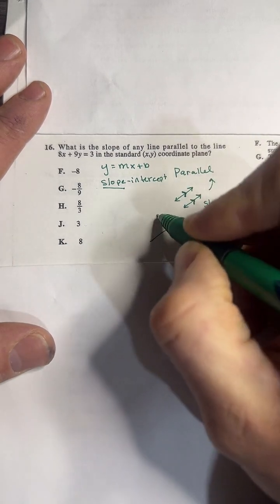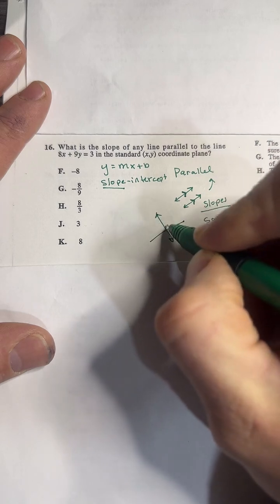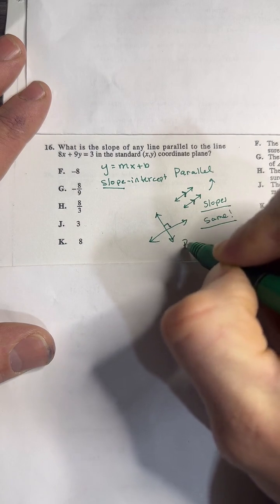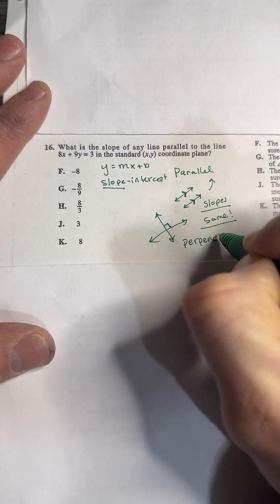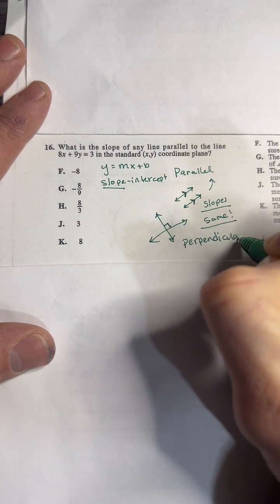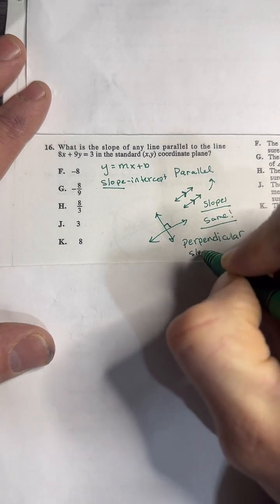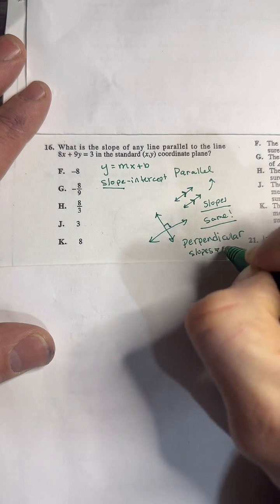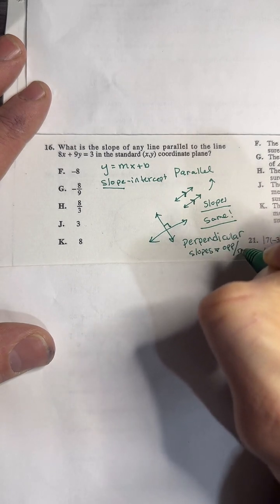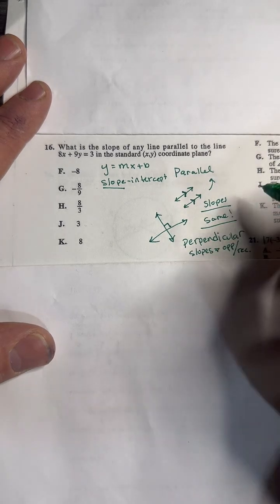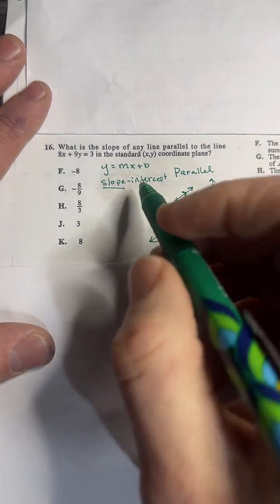So now we may get somewhere where we have perpendicular lines. Perpendicular lines create 90-degree angles, and those slopes are opposite reciprocals. Remember that: opposite reciprocals. So if one slope is 1/2, the other one is going to be negative 2 over 1. So let's take a look.